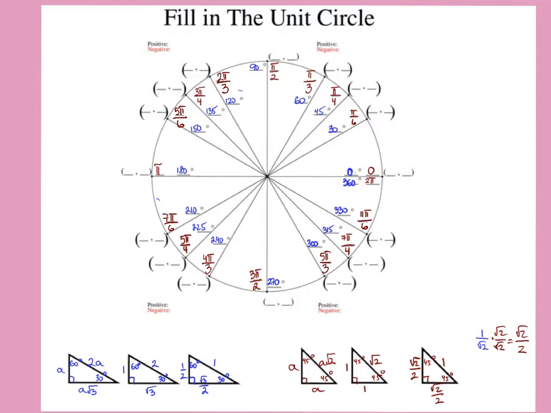You can also convert all of these degree measures using the formula. So if you want to go from degrees to radians, then you're going to take the degree measure and multiply it by pi over 180, and you will arrive at the exact same answers if you reduce the fractions.